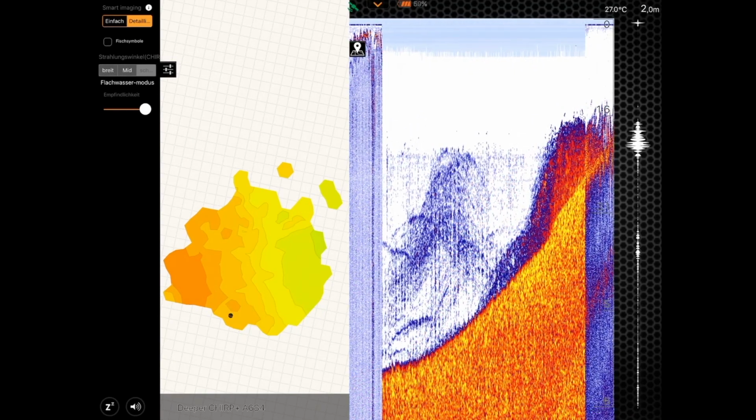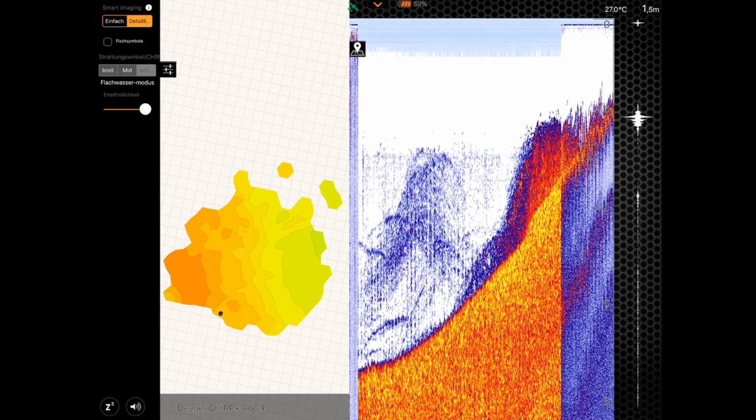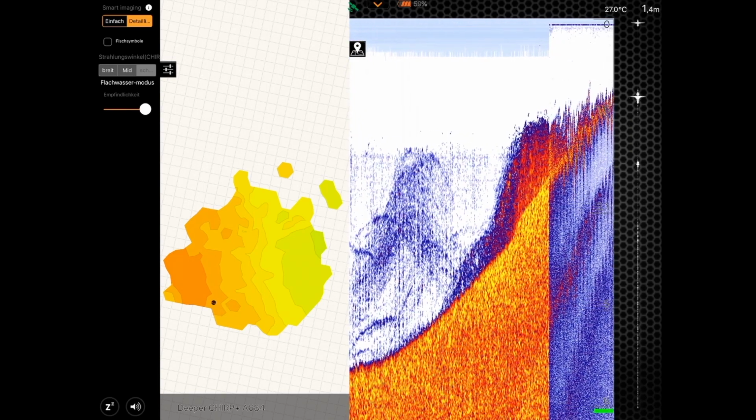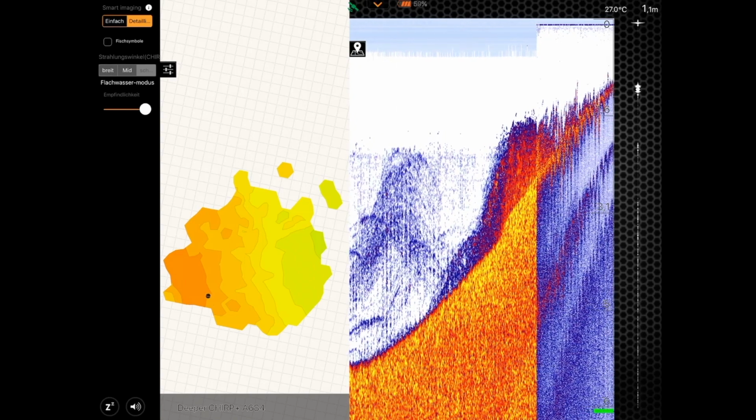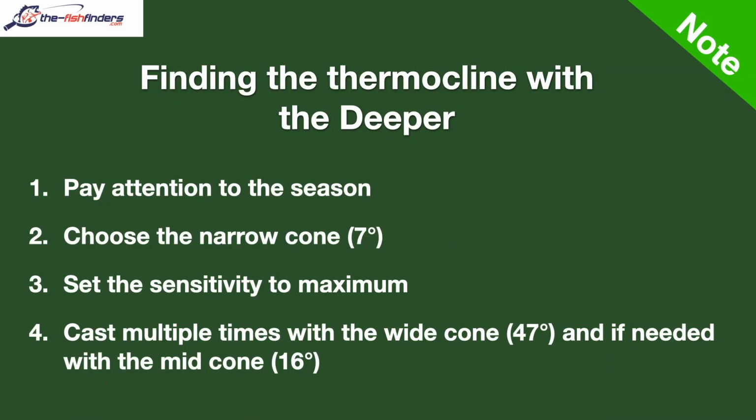It should now be clear that the three frequencies of the chirp have obvious advantages over the deeper pro, which is limited to 290 kHz in its frequency range. Furthermore, we saw how the deeper chirp can be used to find the thermocline with the three different transmission cones, or this time with the three different frequencies. So, pay attention to the season. The formation of the thermocline mostly happens between the end of spring and the beginning of autumn.